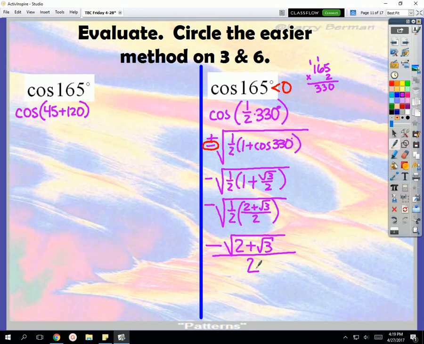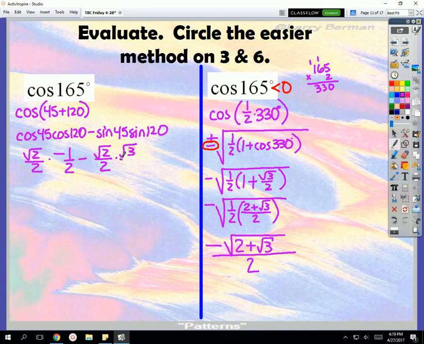So look what happens if I rebound back to what I did yesterday. I get cosine cosine minus sine sine. So cosine 45, cosine 120 will be negative because you're sitting in the sine quadrant, 1/2. Sine 45, sine 120 is positive. That gives me negative square root 2 minus the square root of 6 all over 4.